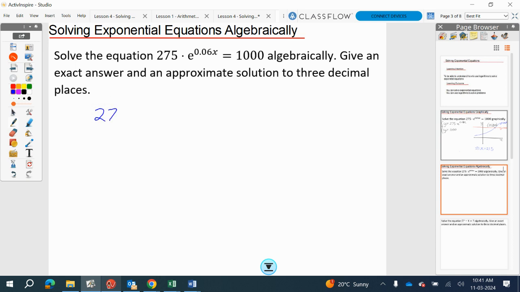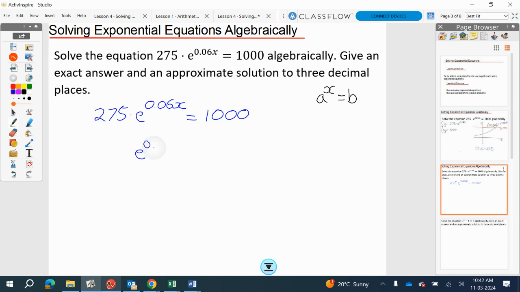So we've got 275 times e to the 0.06x is equal to 1,000. Let's start off. Your basic strategy for this type of equation, an exponential equation, is to rearrange into the form where you get a to the x is equal to b. Aim for this form. Rearrange, simplify until you get to this form, and then we will take logs of both sides. So this equation is solved by taking logs of both sides. What we need to do first is to aim for that first.